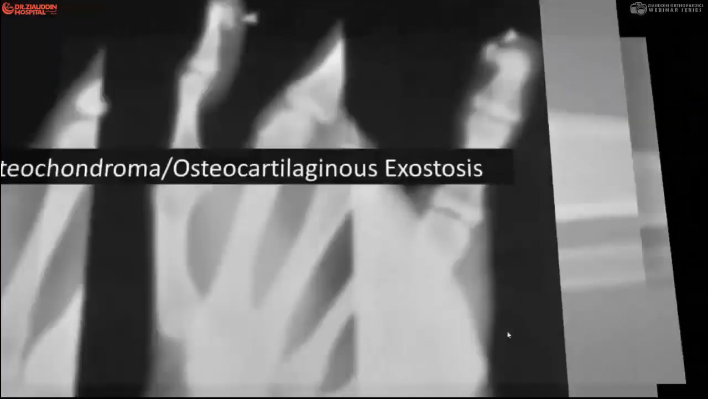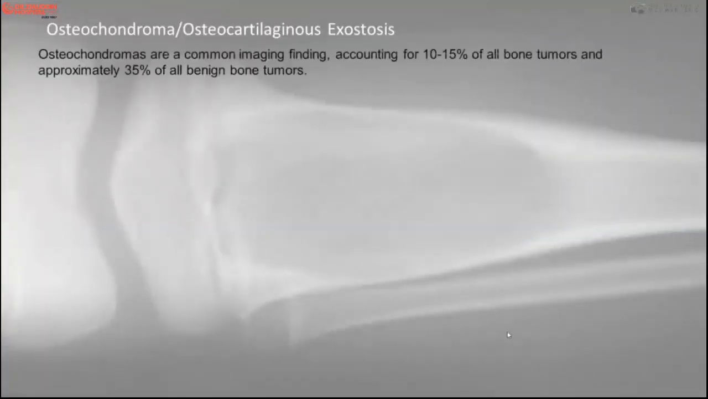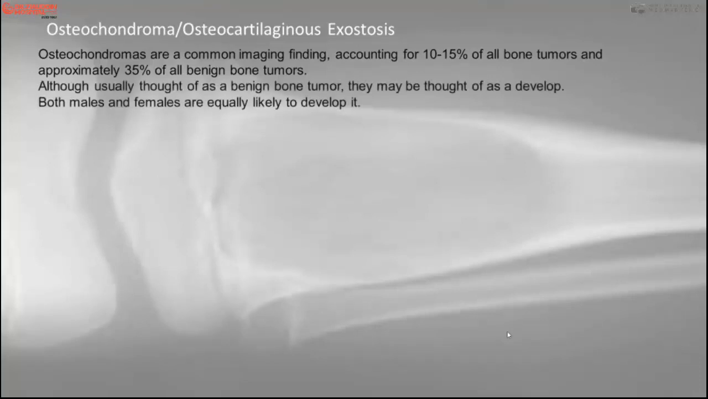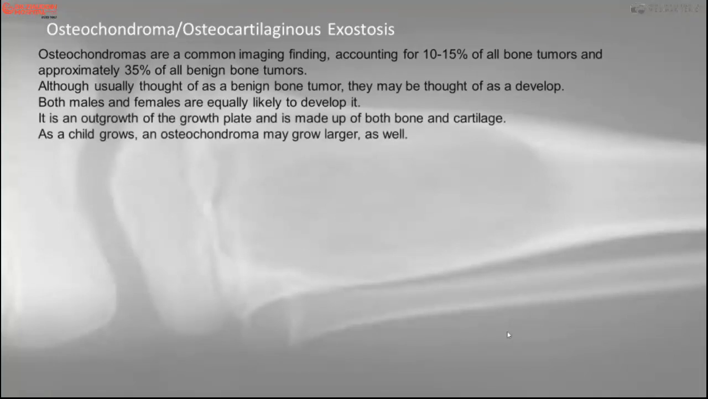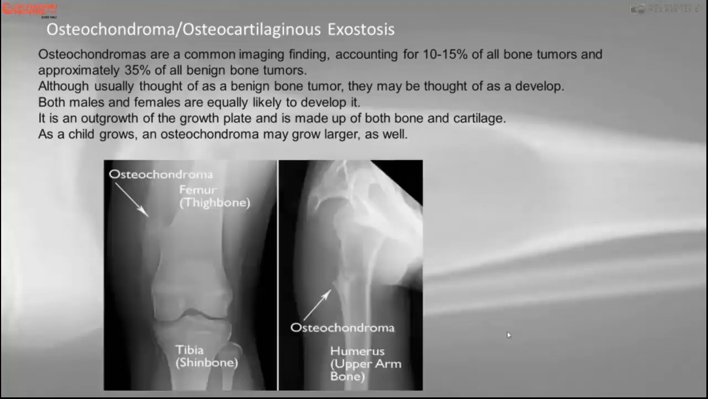The next tumor is the osteochondroma, and this is supposed to be the most common benign tumor and accounts for 10 to 15% of all bone tumors and approximately 35% of all benign tumors. There is no sex predilection, so males and females can be equally affected. Basically, it's an outgrowth of the bony plate and made up of bone and cartilage. It's also known as exostosis.